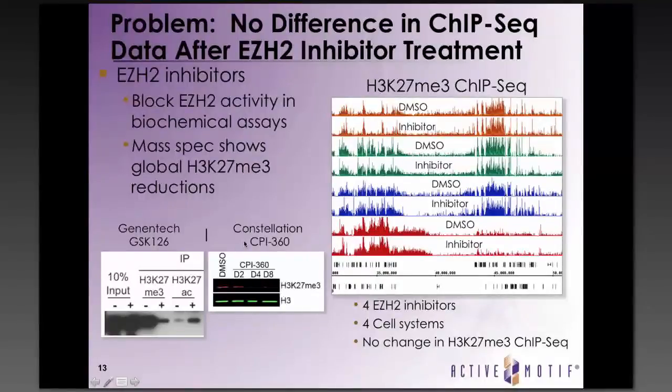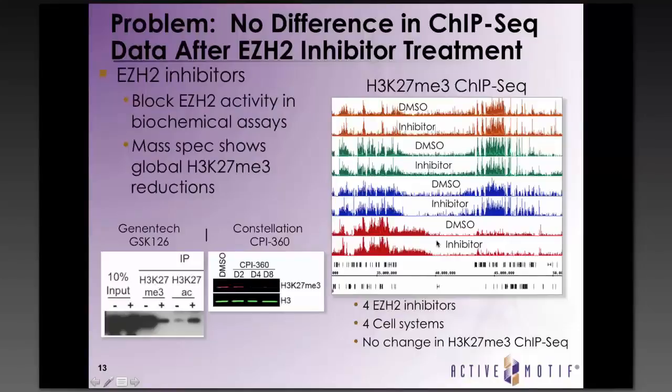We've done a number of K27 trimethyl ChIP-Seq projects over the years using a number of EZH2 inhibitors. And in every single case, we have not been able to see the expected decrease in K27 trimethylation. So here's a figure that encompasses 4 different experiments using 4 different EZH2 inhibitors. And you can see in each case, in the presence of the inhibitor, we're not seeing a decrease in K27 trimethylation. So this is a big problem for the people developing the inhibitors because they've shown in biochemical assays that the inhibitors actually do inhibit. And they've also seen global decreases in K27 trimethylation as measured by mass spec and Western blot.